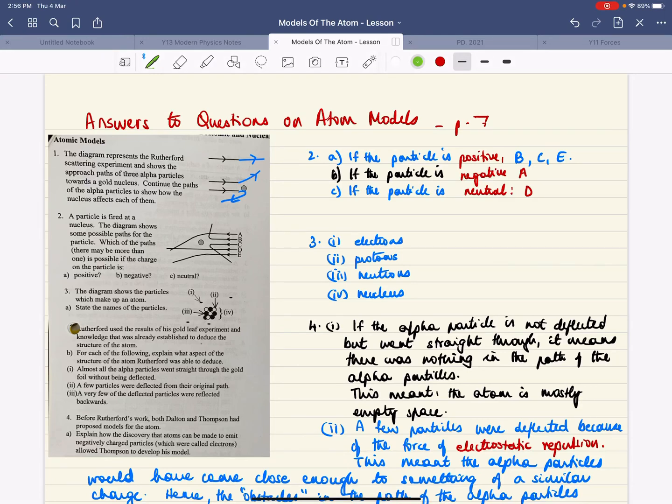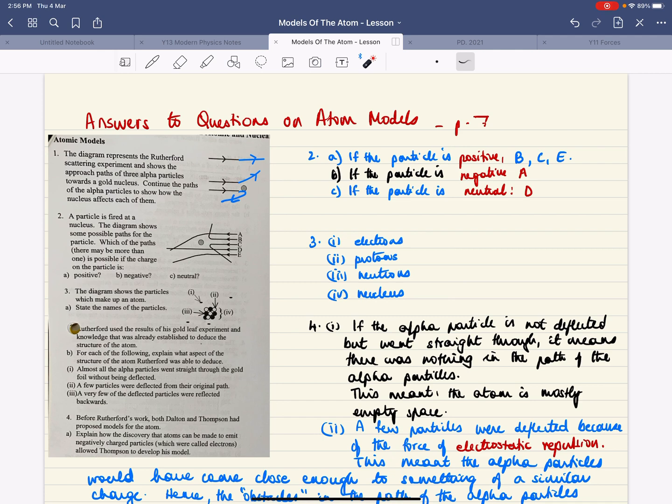I'm just going to talk you through the questions on atom models on page 7. So I have the questions over here. Question 1 is just to complete the diagram, which is very similar to the worksheet that you did on page 5. So alpha particles, so here's the nucleus of the atom.